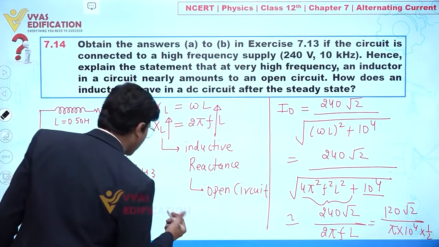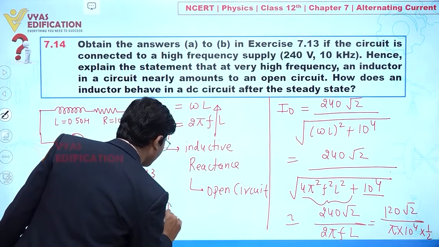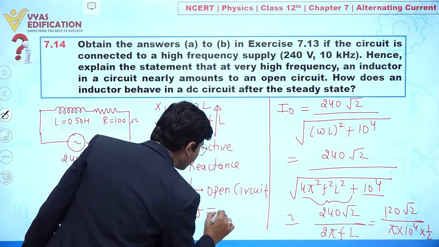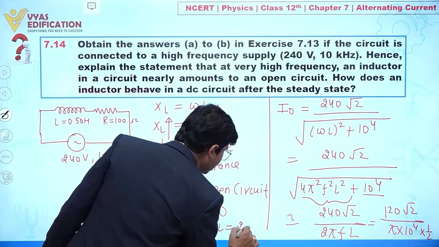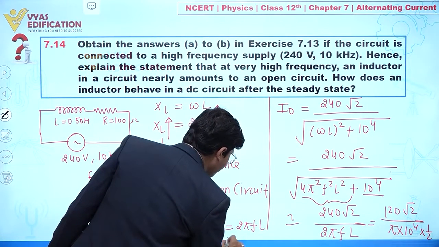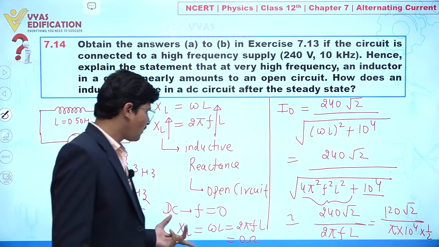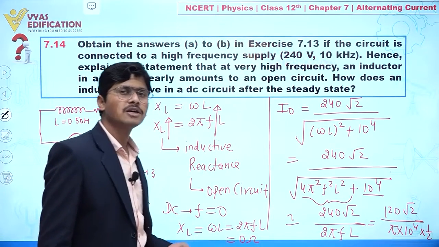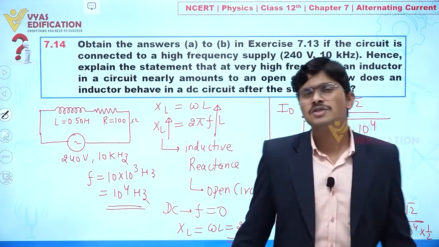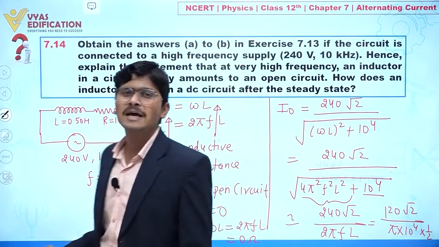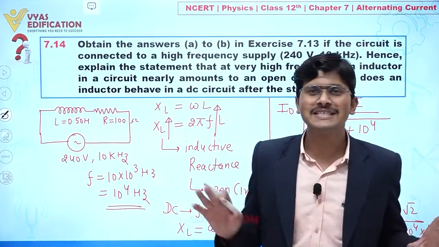So if I am talking about DC, the frequency is 0, so the value of XL, which is equal to omega L, which is 2 pi f L, is equal to 0 ohm. So the value of XL is 0 ohm. It means if we are using a DC current, the inductor is just behaving as a conductor wire, offering no resistance.